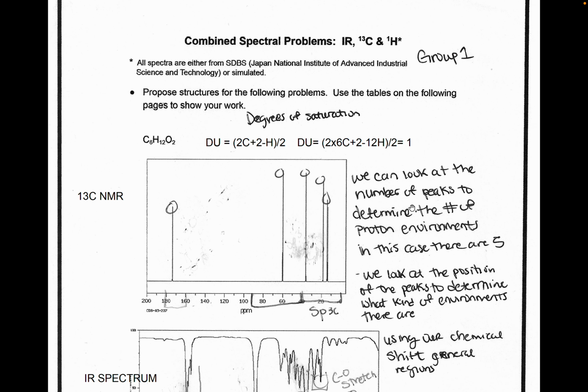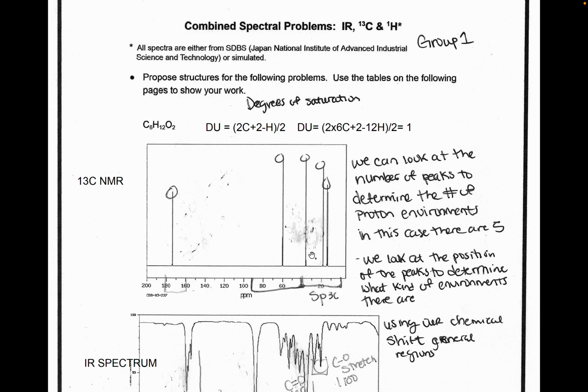Also here we can look at the number of peaks to determine the number of proton environments, and in this case there are 5. And we look at the position of the peaks to determine what kind of environments there are using our chemical shift general regions. This compound has 1 degree of unsaturation, which could mean a ring, a double bond, or a carbonyl group, so I'll keep that in mind.